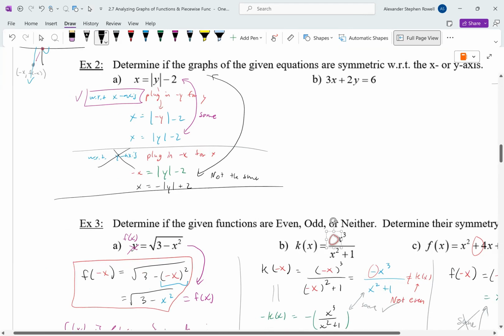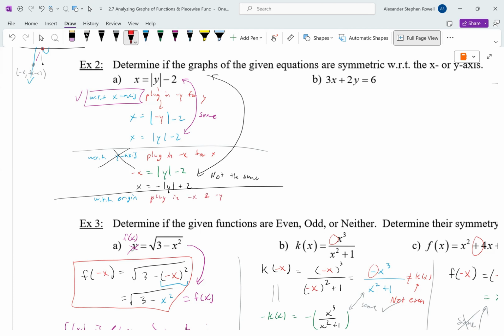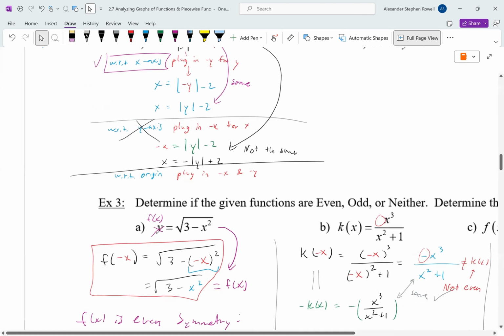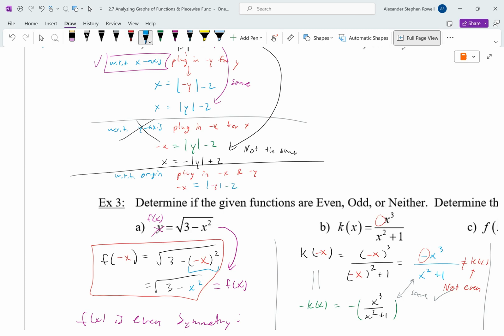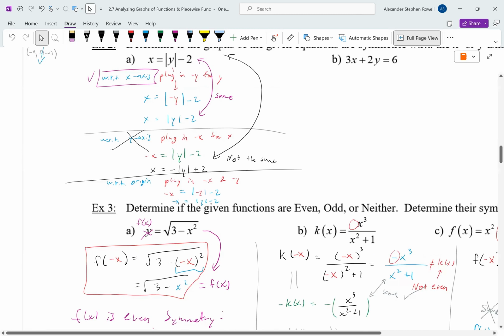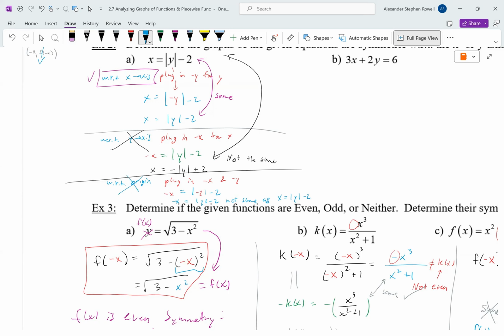What about symmetric with respect to the origin? We're going to plug in negative x and negative y and see if we get the original equation. So in this case, we have negative x is equal to absolute value of negative y minus 2, so negative x is equal to absolute value of y minus 2, which is not the same as the original, x equals absolute value y minus 2. Therefore, it is not symmetric with respect to the origin.